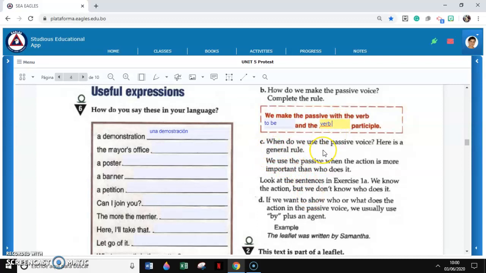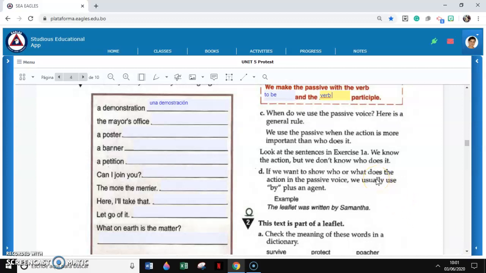So exercise 6, when do we use the passive voice? Here's a general rule that I would like you to memorize, please. We use the passive voice when the action is more important than who does it. Remember, the passive voice focuses on the action, on the activity. So look at these sentences in exercise 1A. We know the action, but we don't know who does it, right? A demonstration is planned. Letters are written to the mayor's offices.